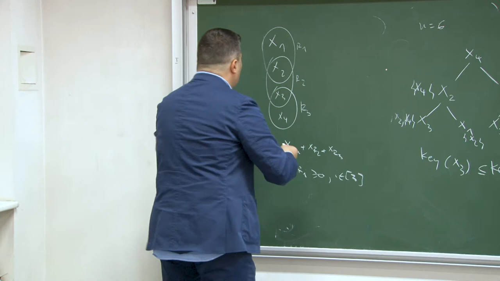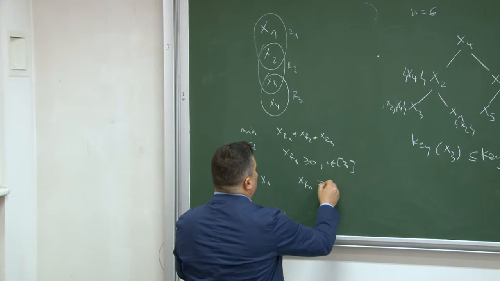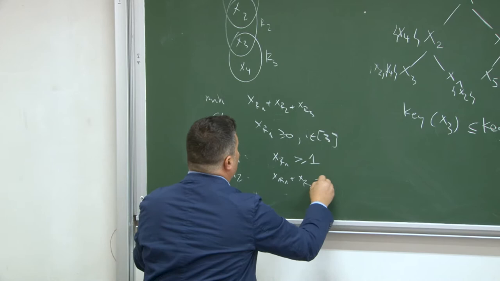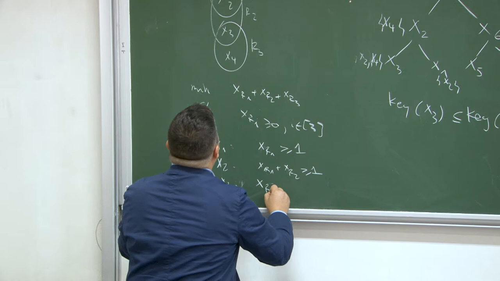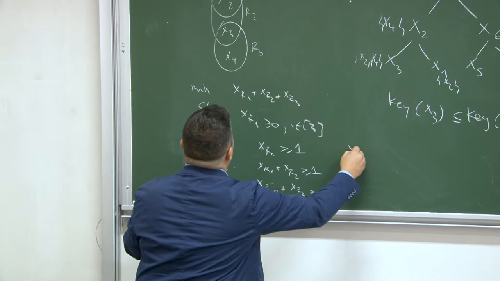And the second thing is I do the following. For x1, I have that xr1 must be greater than or equal to 1, because x1 is only covered by r1. For x2, I say that xr1 plus xr2 must be greater than or equal to 1. x3 means that xr2 plus xr3 is greater than or equal to 1. And x4 means that xr3 must be greater than or equal to 1.